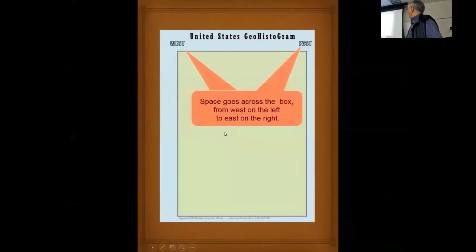Space goes from left to right because most of our maps are arranged in such a way that west is at the west end of the map and east is at the east end of the map. And so we don't argue with that. That literally is the logic of the design. We try to design a graphic organizer that will seem logical, but they don't have to think about it.